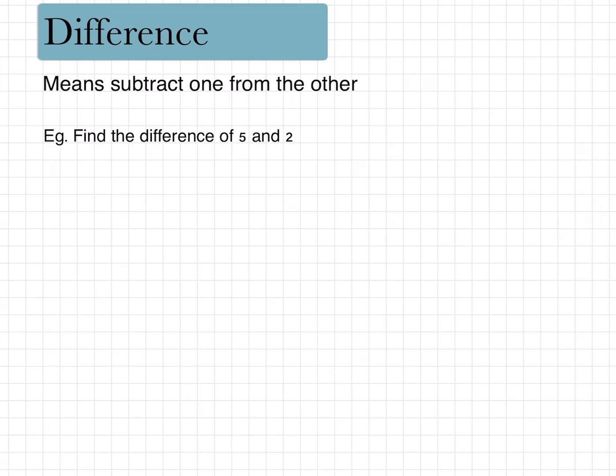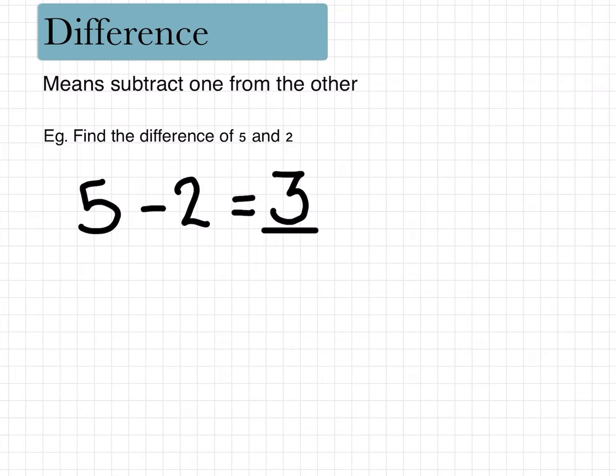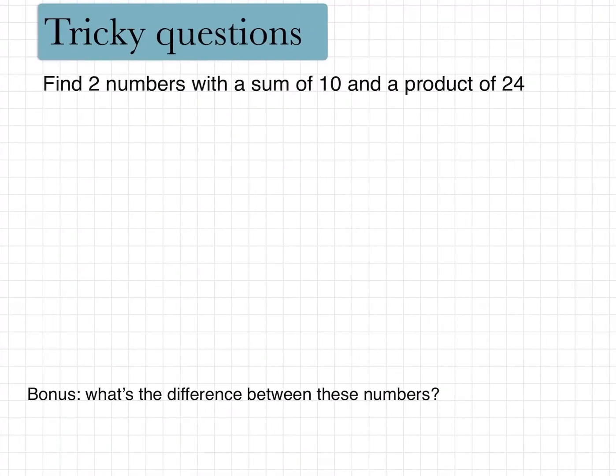And the last little thing we're going to look at is difference. So this means subtract one from the other. If it wants us to find the difference of 5 and 2, we usually start with our bigger number. So our bigger number here is 5. And we're going to subtract our smaller number away from that. And that's going to give us 3. So the difference of 5 and 2 is 3. Okay, so it's really important to remember that terminology in these questions.